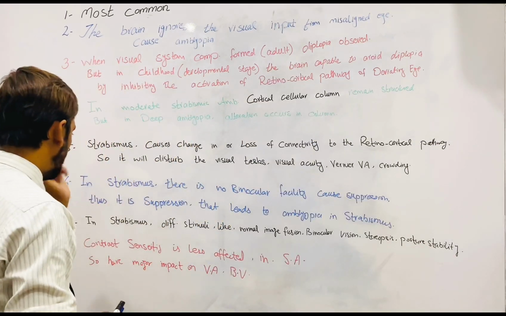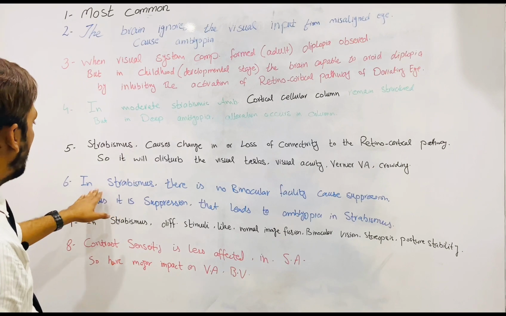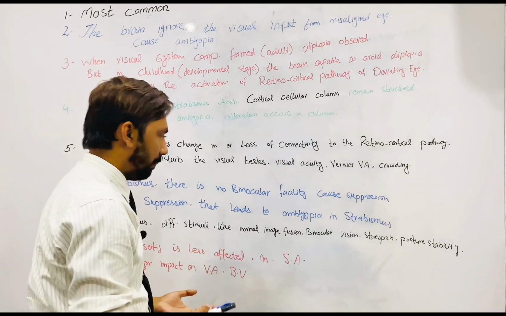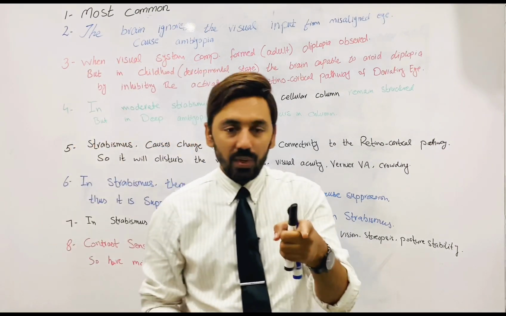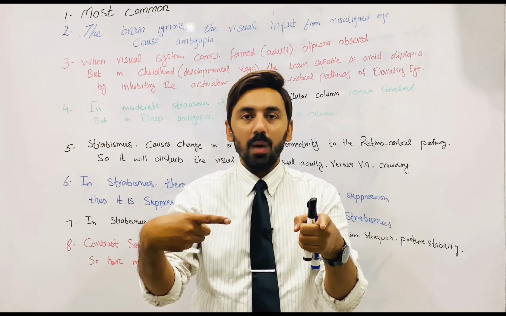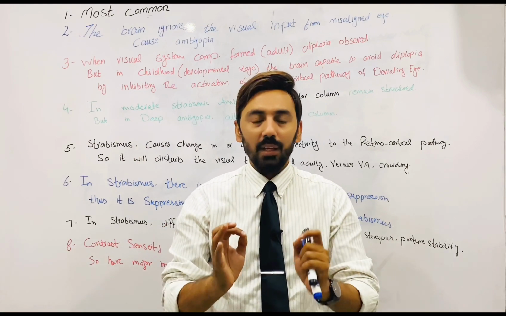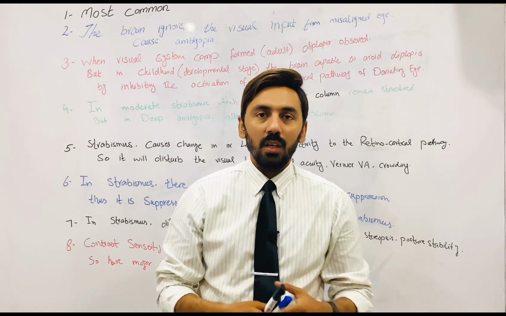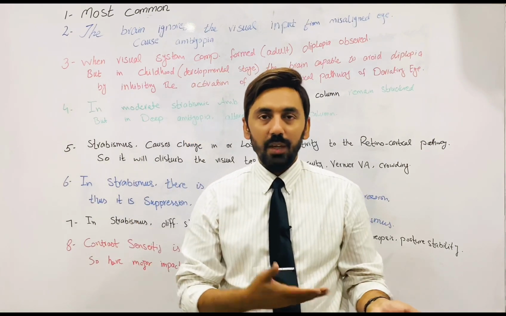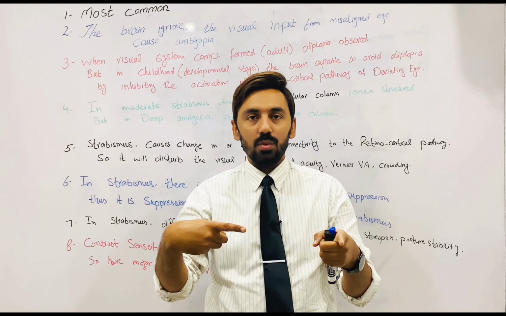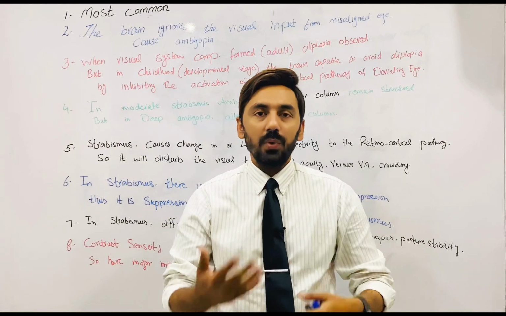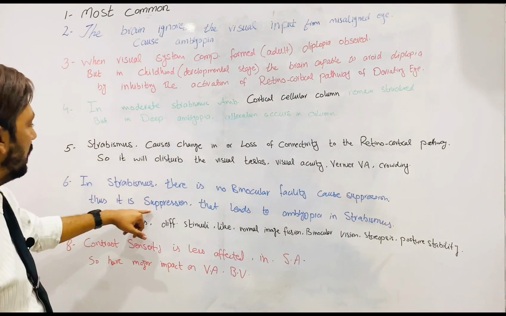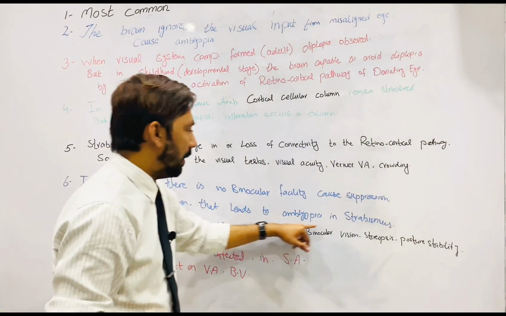And now the sixth point is saying that in strabismus there is no binocular facility, which causes suppression, right? You know very well that if one eye is straight and one eye is misaligned, there is no binocular facility. You are not enjoying binocular single vision. There is diplopia, so that can cause suppression. In which eye? In the deviating eye. So your deviating eye starts feeling the suppression, right? So this is called suppression, and it is this suppression that leads to amblyopia in strabismus.